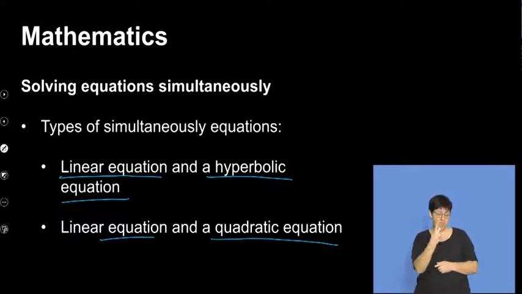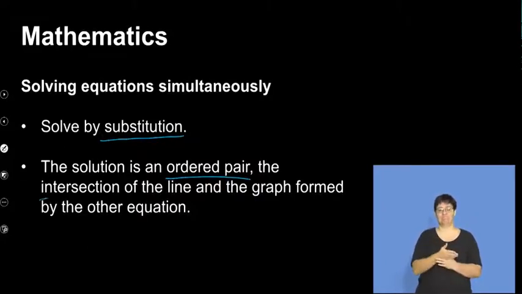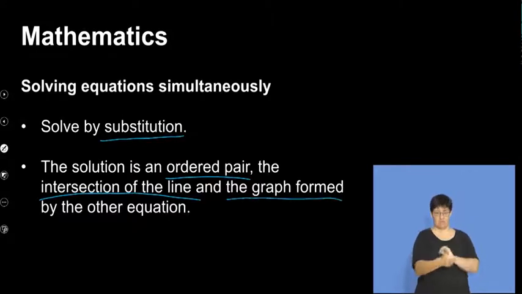So firstly, I will look at hyperbolic. Remember, hyperbolic is the one that has two arms. And the method that we are always going to employ as soon as you have one non-linear equation is substitution. Don't even try to go for the elimination method, because I promise you, you are going to have a problem with that. It's going to be a very long calculation that might not even work out at the end. The solution is always an ordered pair, remember that, which is actually the intersection of the line and the graph that is formed by the other equation.